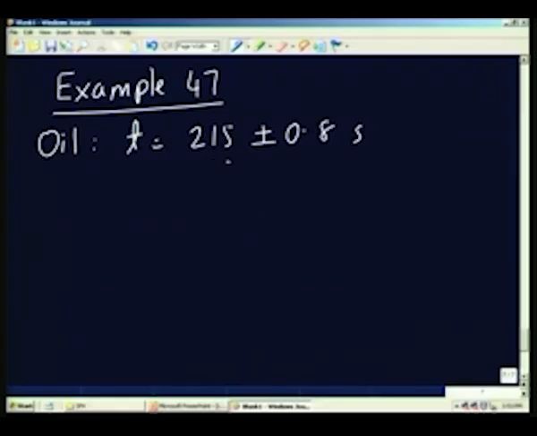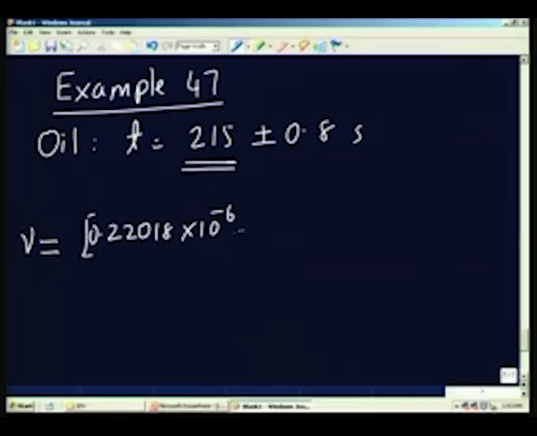So, this is the time, and all I have to do is to substitute in the expression which I gave earlier: nu is equal to 0.22018 into 10 to the power of minus 6 into 215, that is the time, plus minus 0.1793 into 10 to the power of minus 3.